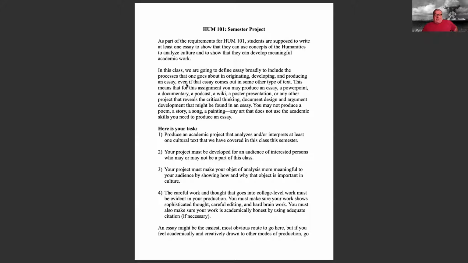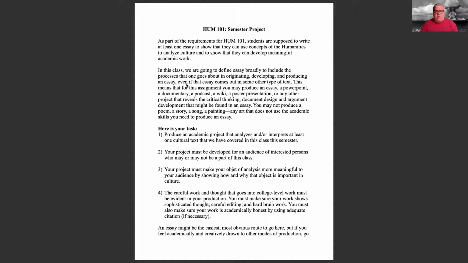But in this class, we're going to define essay broadly to include the processes that one goes about in originating, developing, and producing an essay, even if that essay comes out in some other type of text. This means that for this assignment, you may produce an essay, a PowerPoint, a documentary, a podcast, a wiki, a poster presentation, or any other project that reveals critical thinking, document design, and argument development that might be found in an essay.